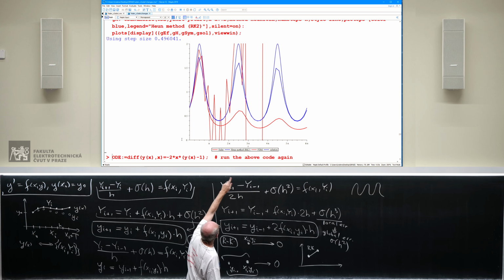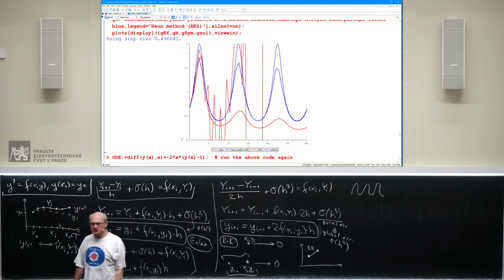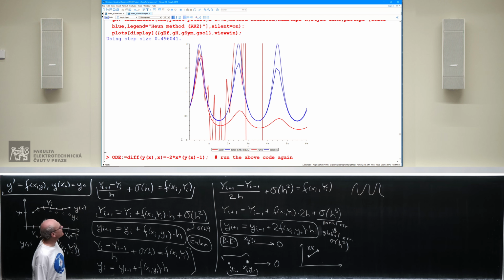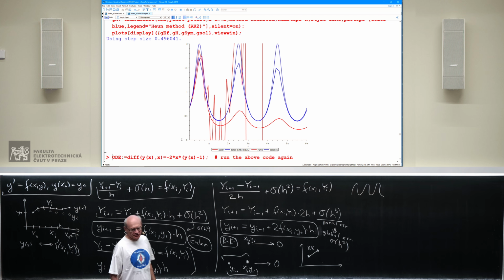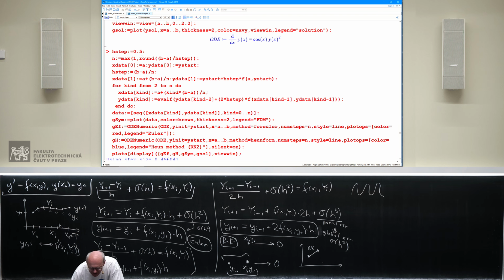So it's zigzagging around, and actually the amplitude of the zigzagging is obviously larger and larger. So this is not very good. Okay, let's try to cure it. This was the step size 0.5, the one that we always use in all those experiments to have some comparison. Let's make it smaller. Let's say 0.3.